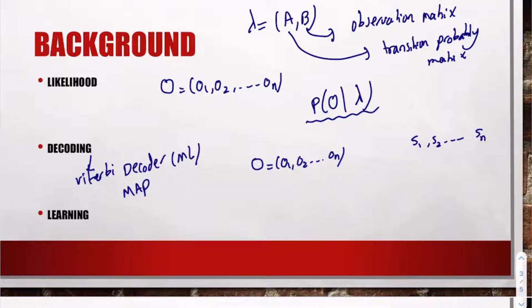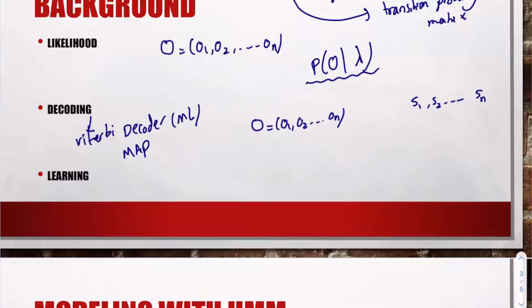All right. Now, what's the learning? As the name suggests, we are given the O, the observation, and also we have a sequence of hidden states. These are the input. We are asking ourselves, what are this A and B? This transition probability matrix and this observation probability matrix. And also there is another one, the initial probabilities or the prior probabilities, usually denoted with pi. And that's the learning phase.